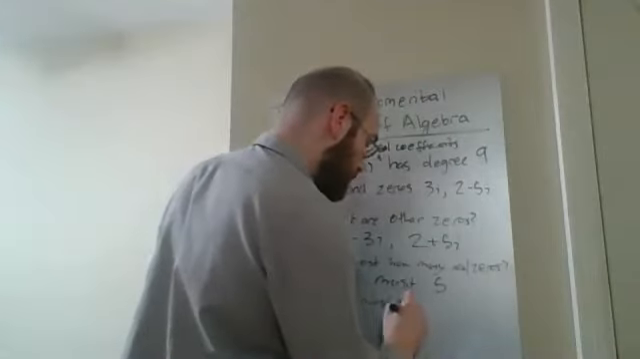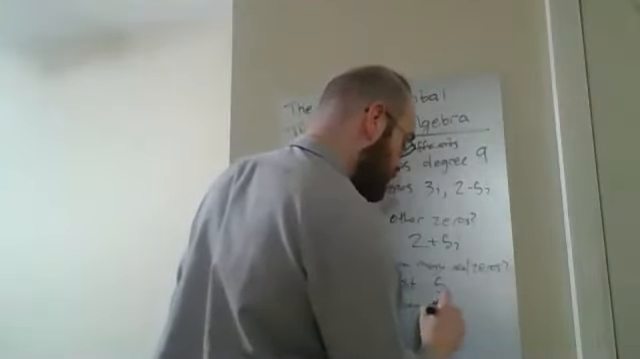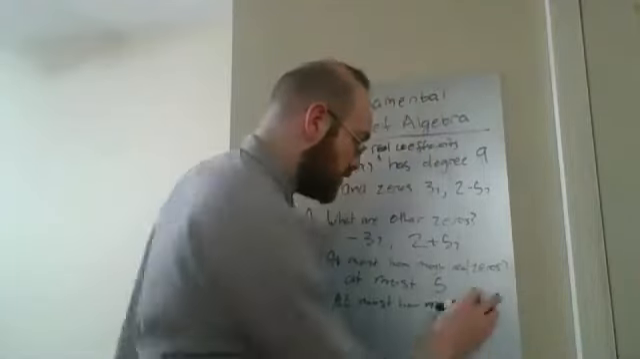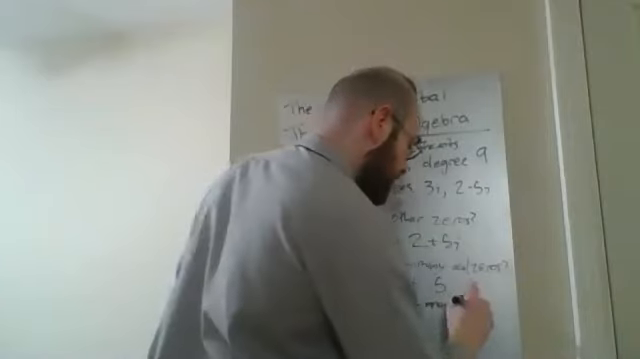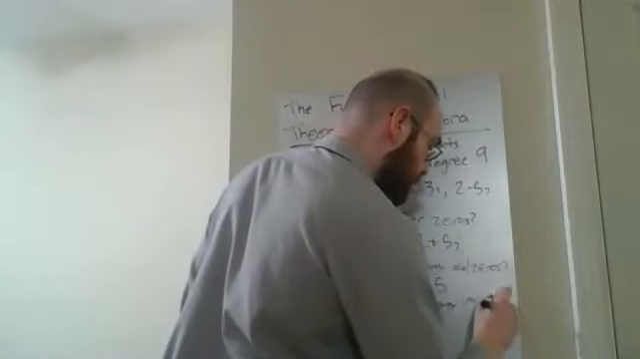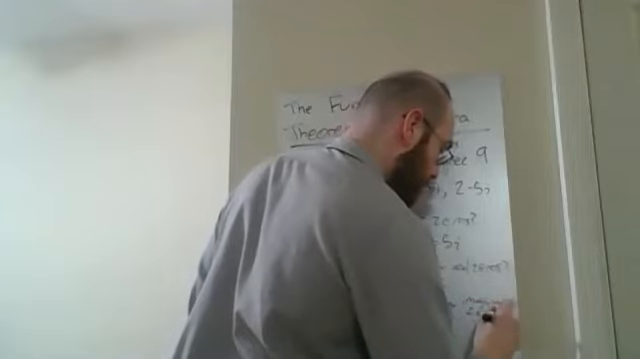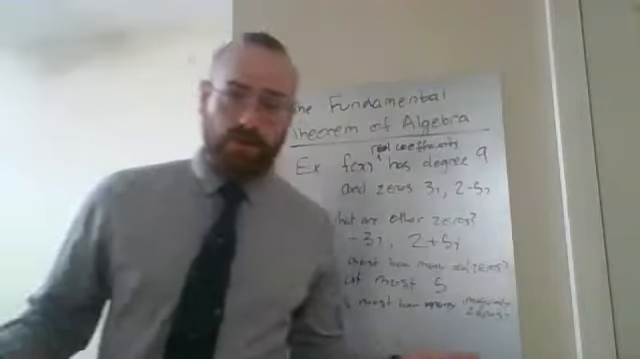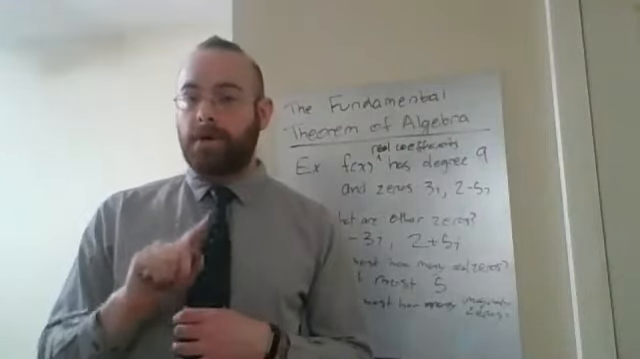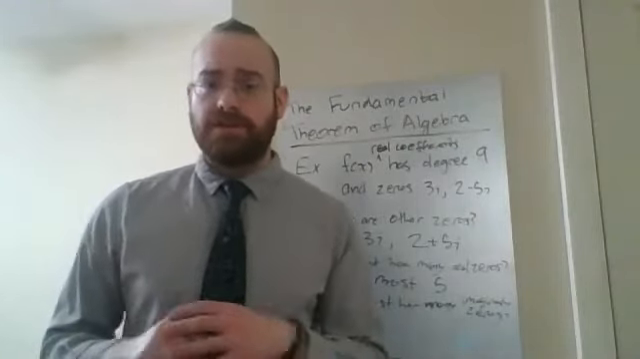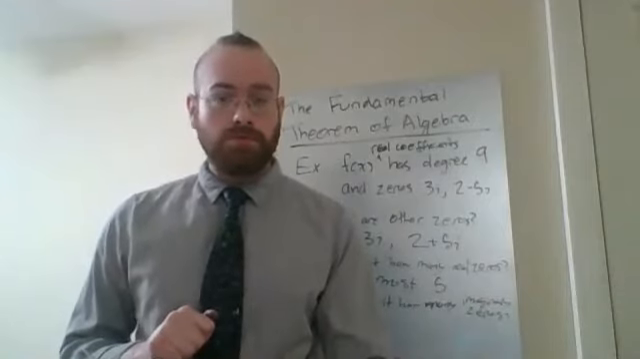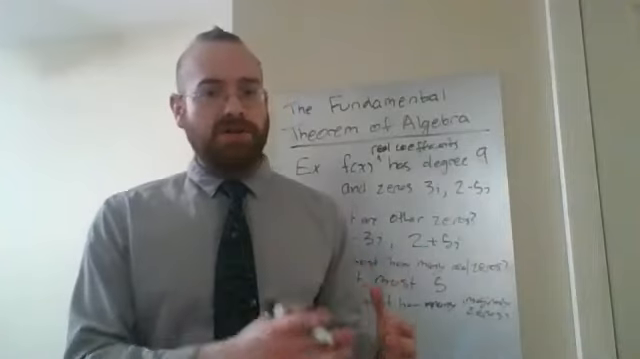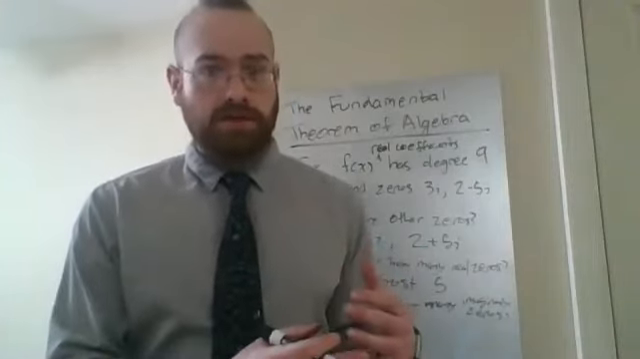At most, how many, I shouldn't say complex here, how many imaginary zeros? Now you might be tempted to say that the answer is 4 because it has 4 imaginary zeros, but we're asking about what's the maximum possible. So we know that there are still 5 unknown zeros, and we also know that imaginary zeros always come in pairs.